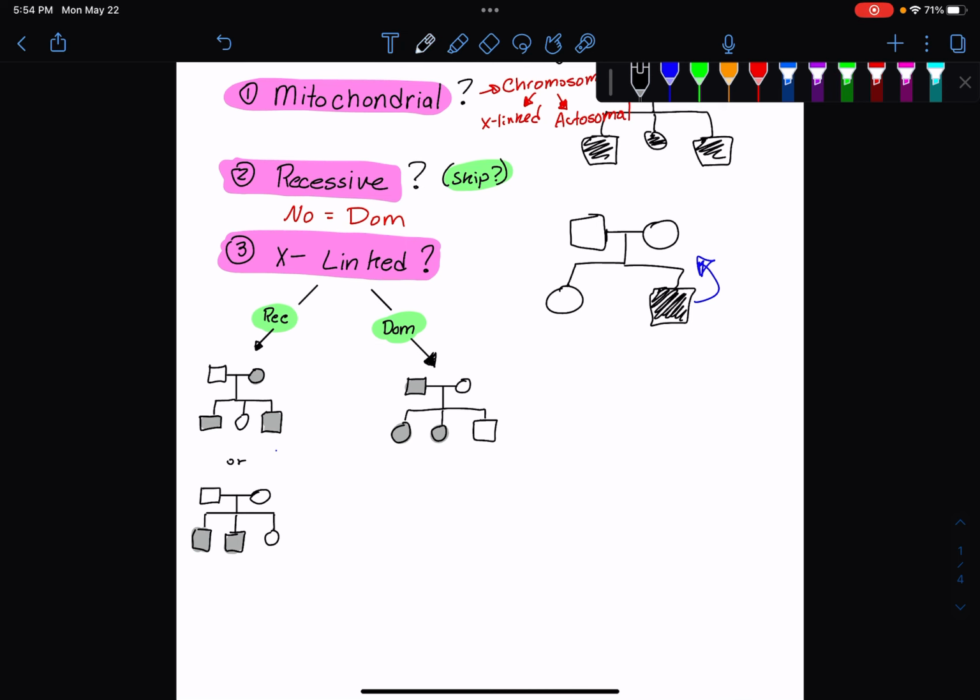Also, with this one, if you ever find an affected father, and let's say this one's affected, and then we had another daughter here, and she's not, it cannot be X-linked. Just a little tip there. I might not have said it earlier, but I just want to throw it in there now.